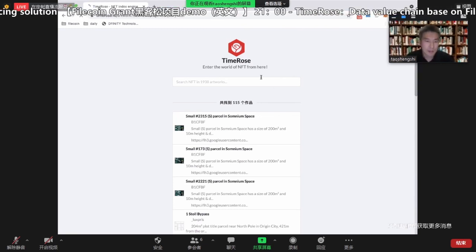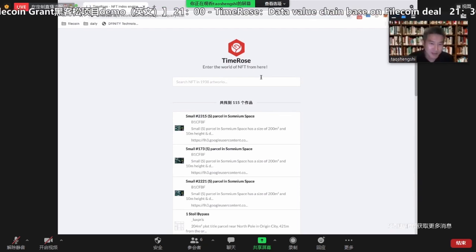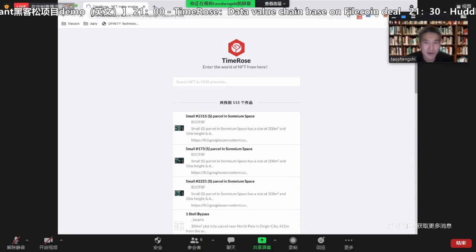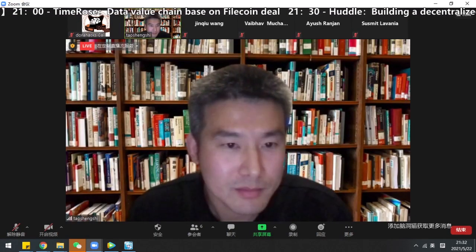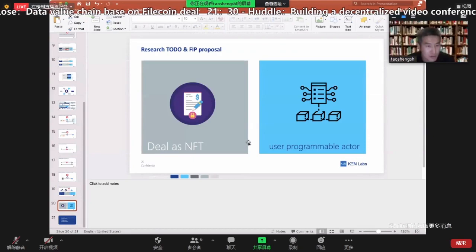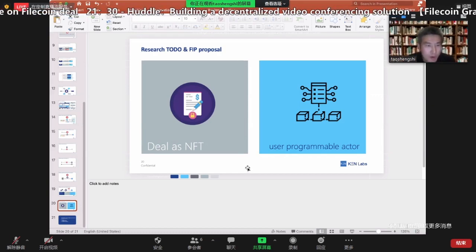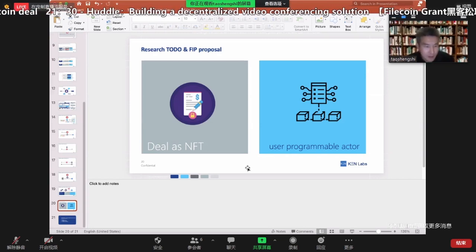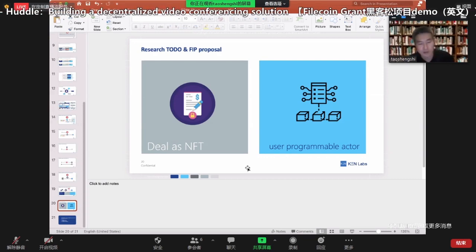Okay, that is the simple POCs of the current TimeRose implementation. Next, I will introduce the next steps we are going to do. The next part is research to do: the FIP proposal and the research to do. When we propose the deal as NFT, we want to implement these solutions in the Filecoin code base.